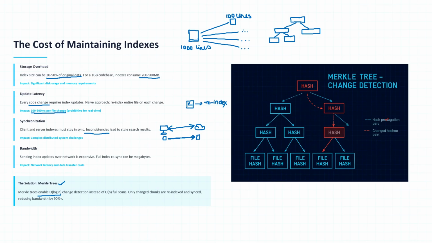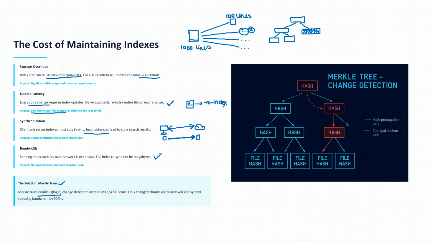Now, let's say I make a change inside of chunk 2. Instead of traversing the entire side of the left tree, I would simply want to re-index this particular chunk. So this solves for the problem of update latency, and since we are not fully re-indexing per source file, this also solves for the bandwidth.